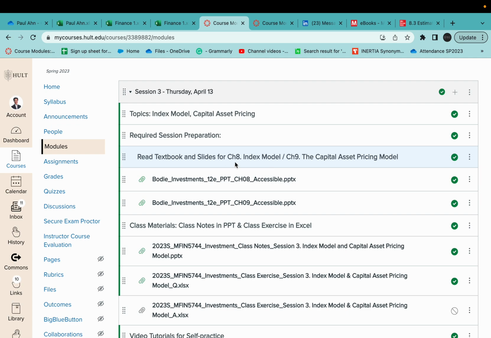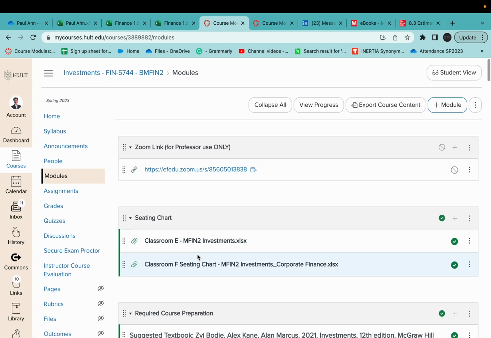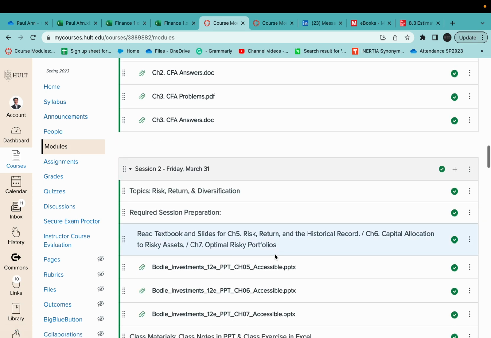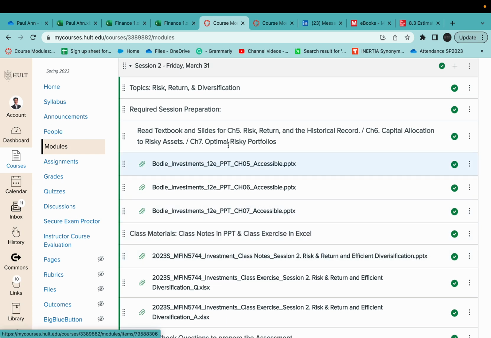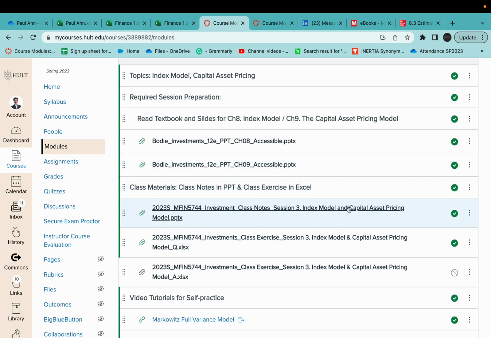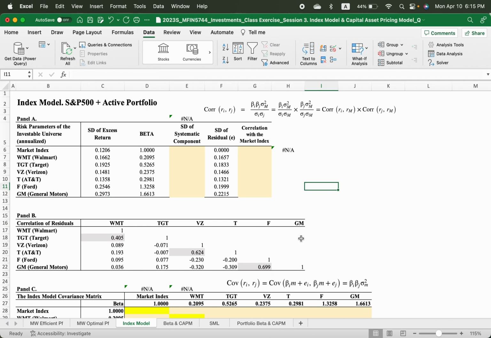chapter 8. Chapter 8 is one of the highlights of the textbook. Please read this chapter of the suggested textbook. Also, you can read the slides made by the publisher, but I strongly recommend reading the textbook first. Textbook plus these class notes. You must understand first. Okay, then let's get started.